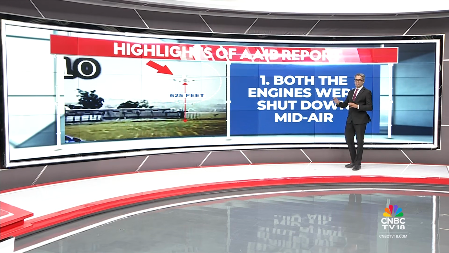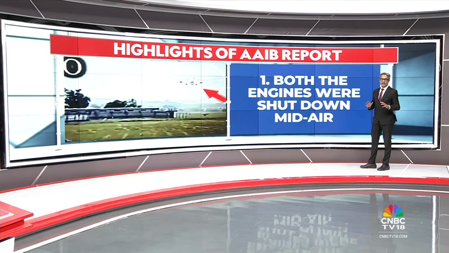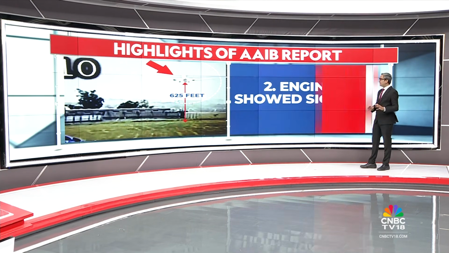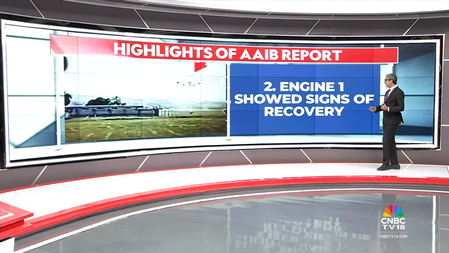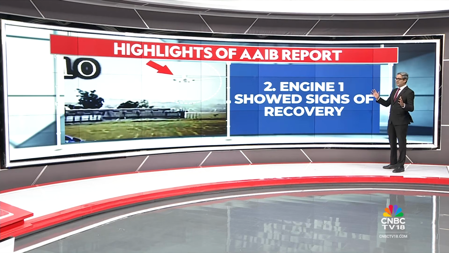Remember, the flight reached about 600 odd feet. Number one, both engines shut mid-air. This is what we've all been talking about for the last 1 month. It was a dual engine failure. The report attests that both engines had failed. Why did they fail? It also shows that at one point, before the 30th second, engine 1 gets relit. Fuel had been cut off to both engines.